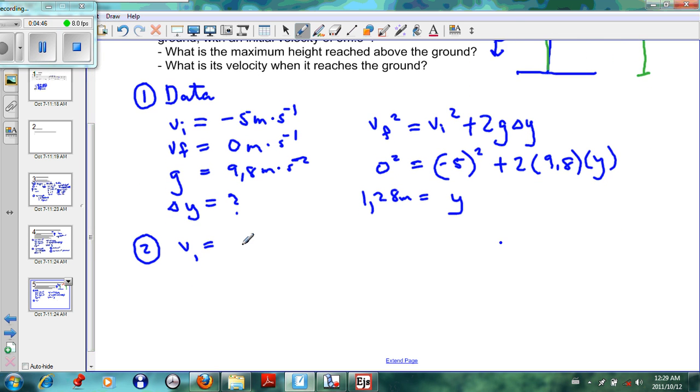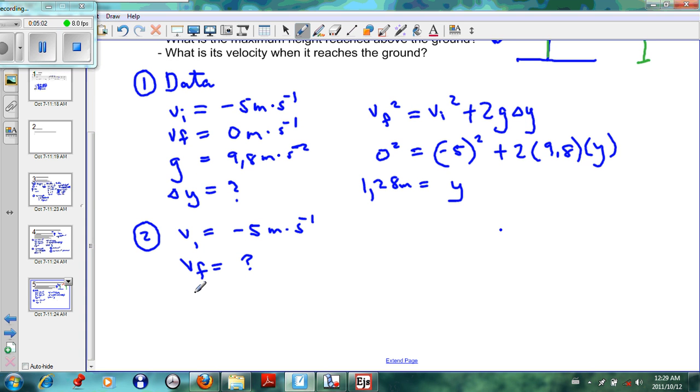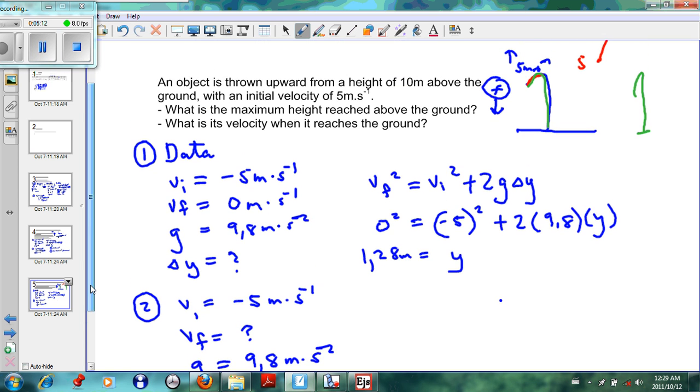So your initial velocity is minus 5 meters per second. And we want to work out the final velocity, which we don't have. And then we have gravity, which is 9,8 meters per second squared. Now, what else do we have?